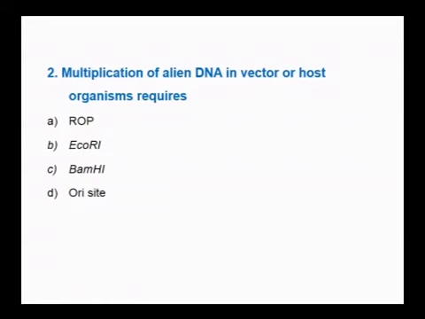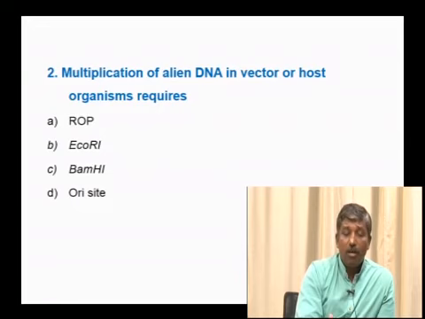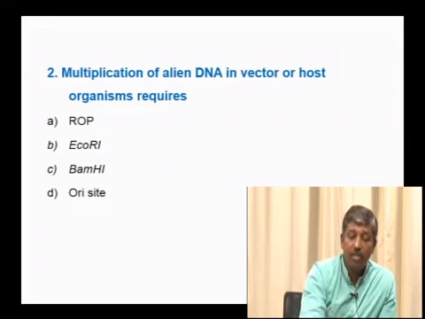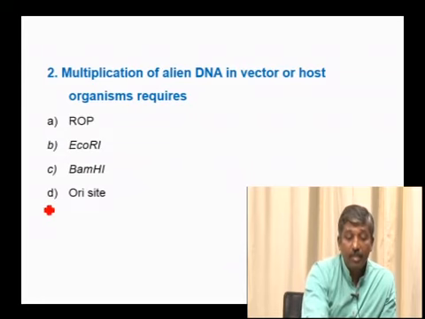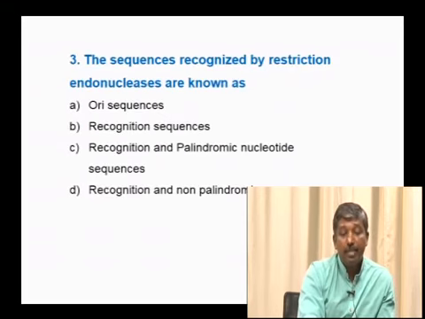Next, multiplication of alien DNA in vector or host organism requires. See, here always when we introduce our alien DNA or gene of interest into a vector or a host cell, it cannot replicate on its own, because it always requires an origin of replication site either in the host or in the vector. Hence, it requires the ori site, not ROP. ROP is the protein of replication. It is a gene. EcoRI and BamHI are the restriction enzymes. Hence, it requires origin of replication.